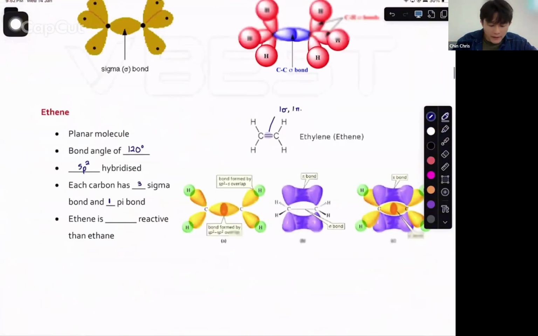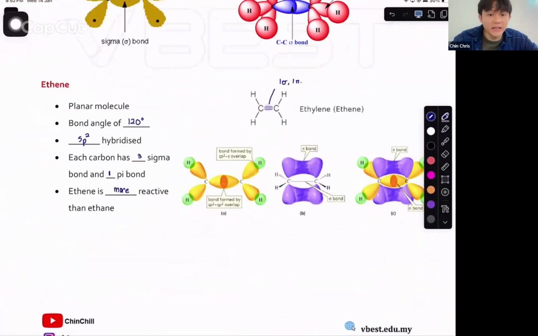Done. And guys, ethene is more reactive than ethane. Why? Because pi bond is easier to break. In ethene, there is a pi bond, and this pi bond is easier to break. That's the reason. Pi bond is a weaker bond. All right, guys, please write it down. Once done, next.